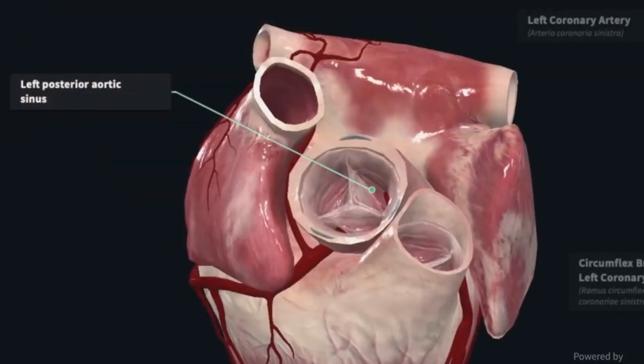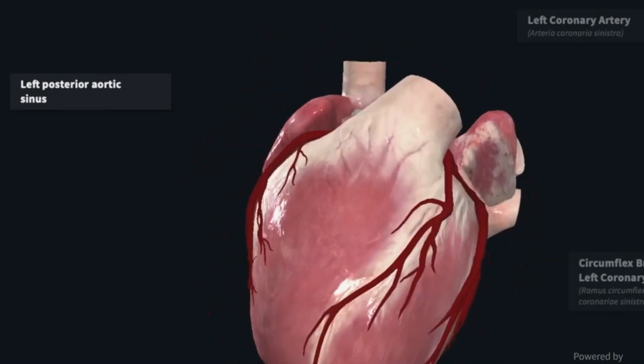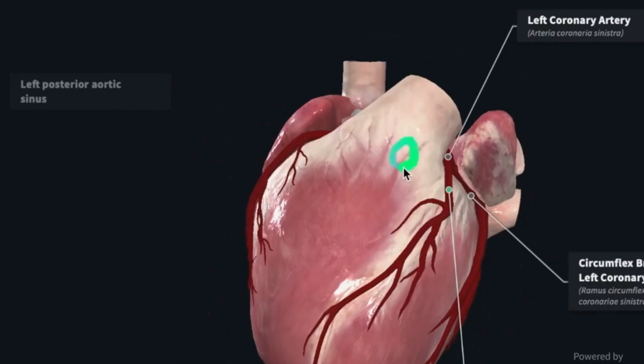The left coronary artery is the larger of the coronary arteries, although it is significantly shorter. It arises from the left posterior aortic sinus within the ascending aorta and will pass between the pulmonary trunk and the left auricle, where it will emerge between the infundibulum here and the left auricle to divide into its terminal branches, the anterior interventricular artery and the left circumflex artery.